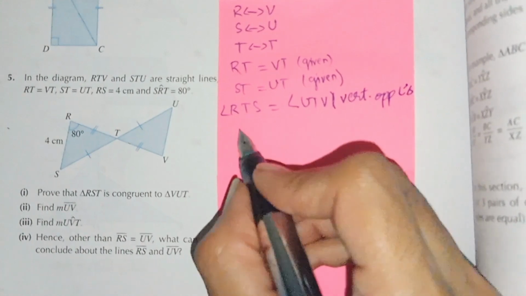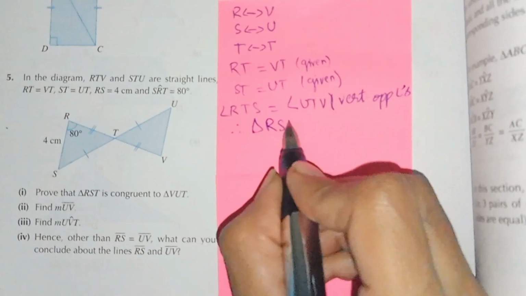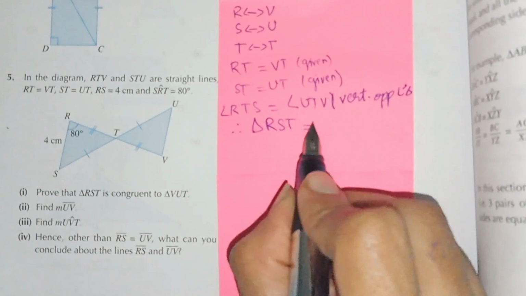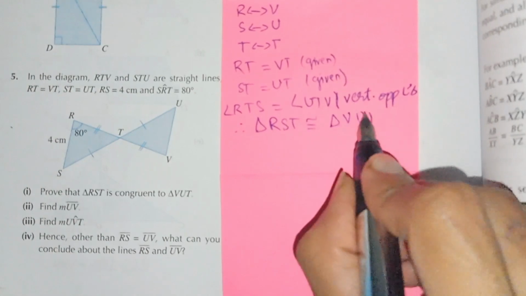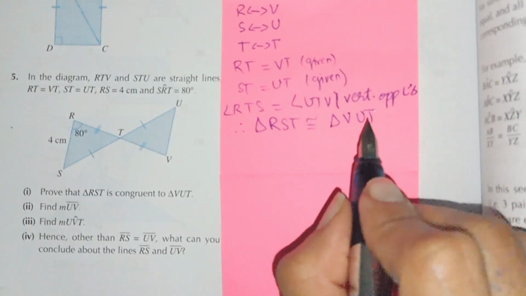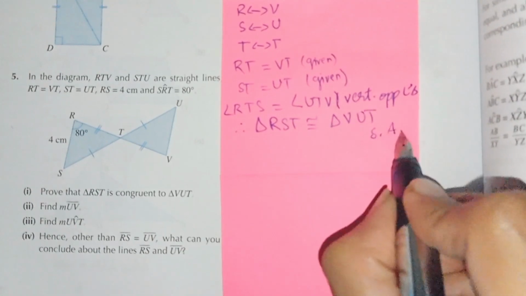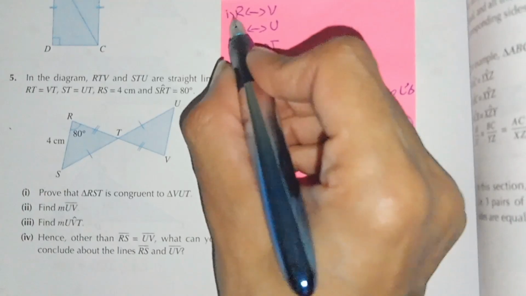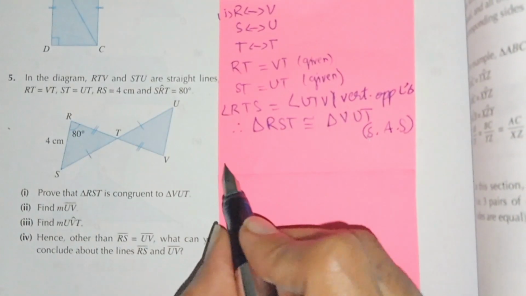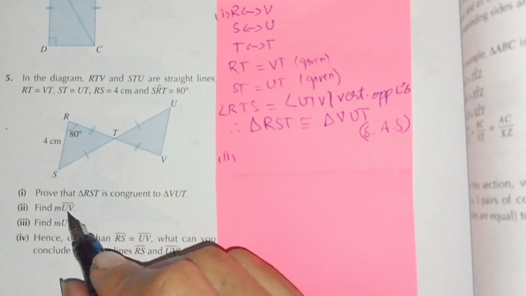And we prove that triangle RST is congruent to triangle VUT. And which congruency test is applied on it? That is side angle side. And now students, that is part number 1. Now it's solved. Now part number 2, find UV.